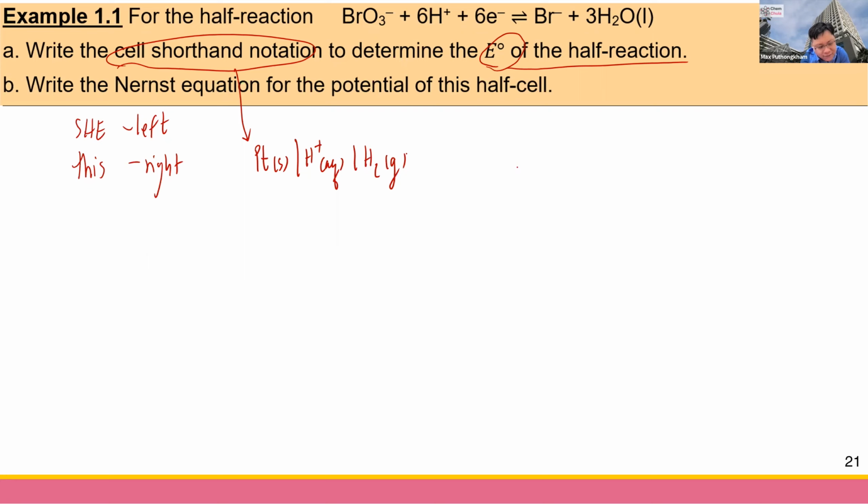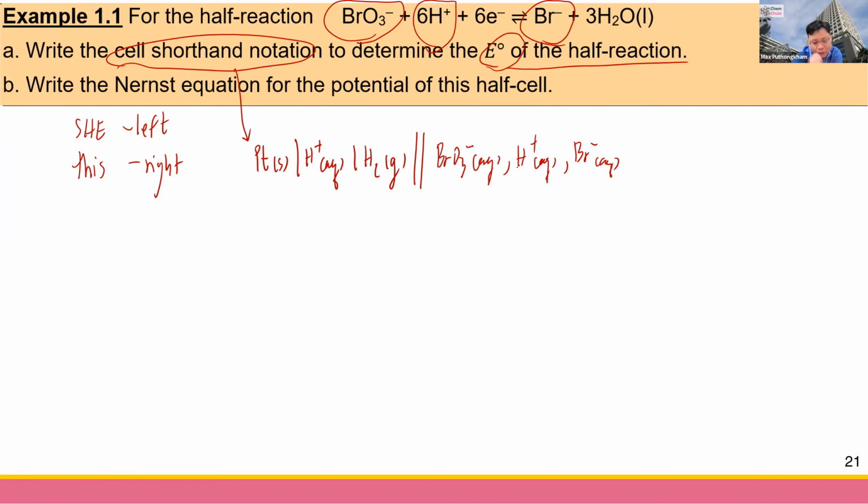What do you have in this half cell? You have bromate, you have proton, you have bromide. But you don't have any solid electrode, you don't have any solid conductor. So you need to add an inert solid conductor like platinum. You divide this half cell with the salt bridge, and then you put bromate, proton. It's in the same solution, so I'm just going to use a comma, and bromide ion.